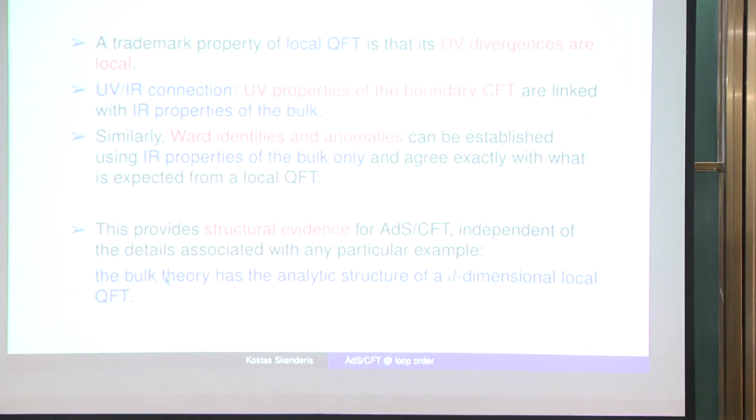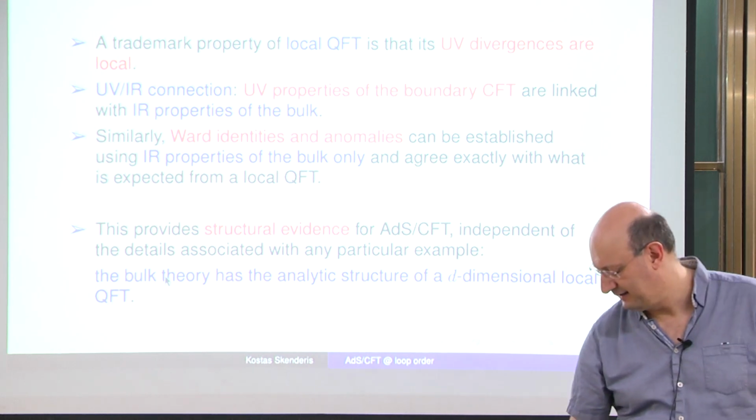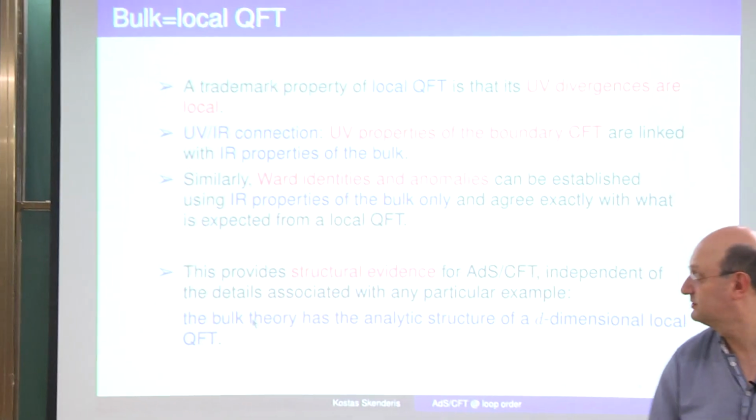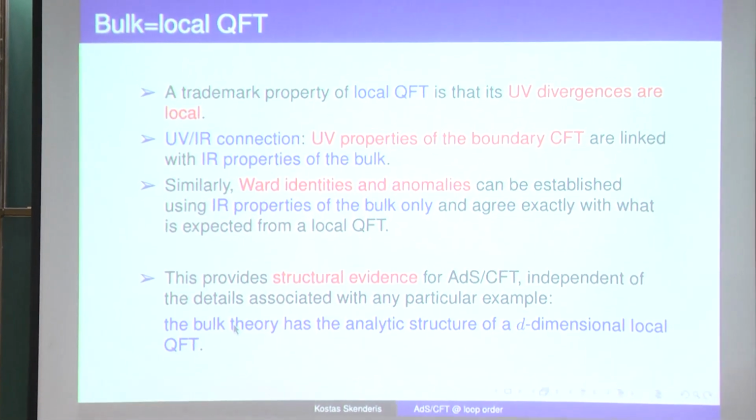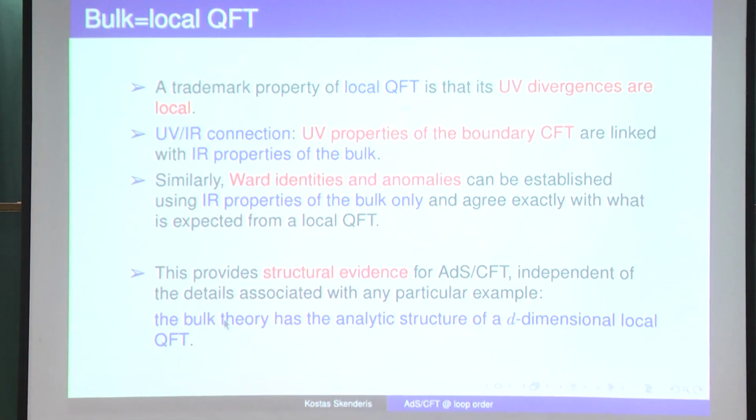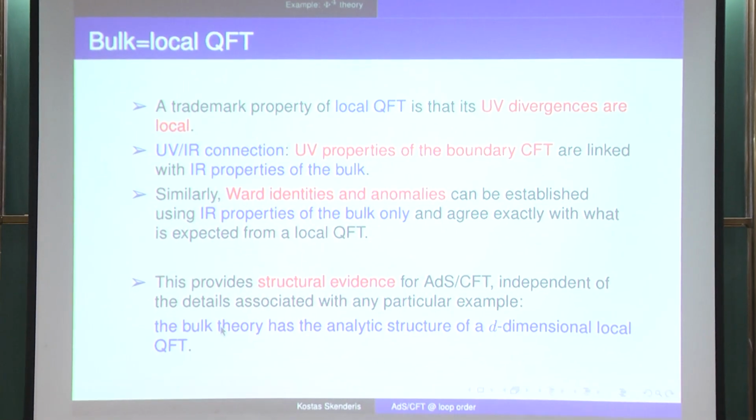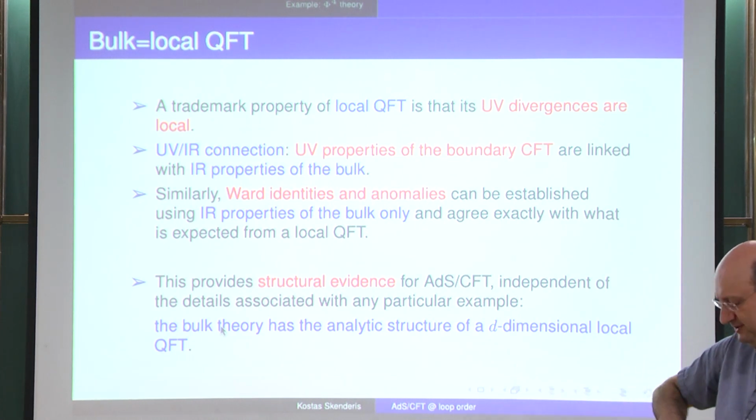Okay. So now already from here one can draw a couple of conclusions. First of all, a trademark property of local quantum field theory is that the UV divergences are local. And then there is another general principle of holography, which I haven't told you so far, but you see it now, the so-called UV-IR connection, that says that the UV properties of the boundary quantum field theory are linked to infrared properties of the bulk and vice versa.